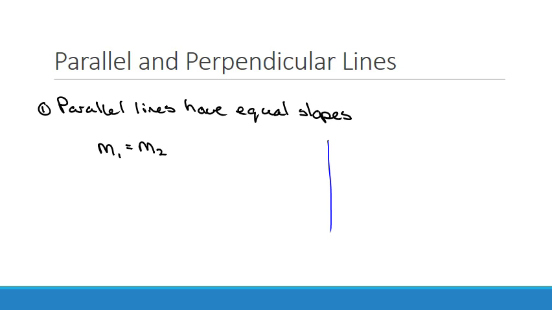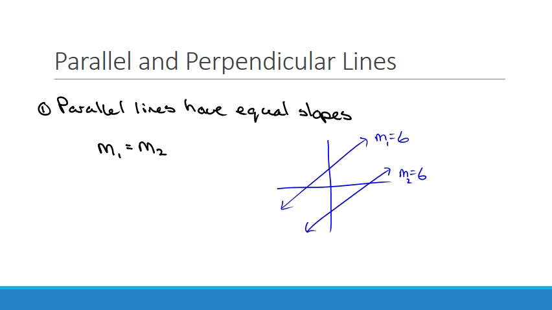If we look at a graph, what that means is that if I have a line here, and let's say it has a slope of 6, then something that is parallel to it must have the exact same slope. So this will be 6 as well. So this would be the slope of line 1, this is the slope of line 2.